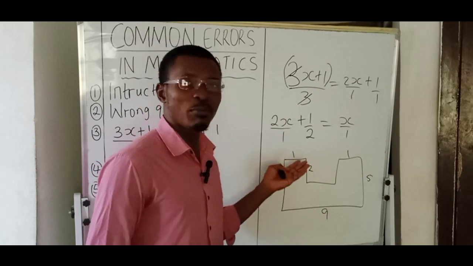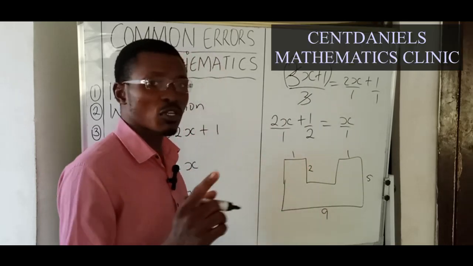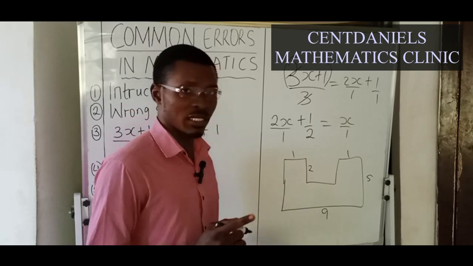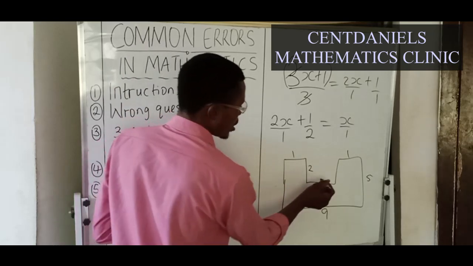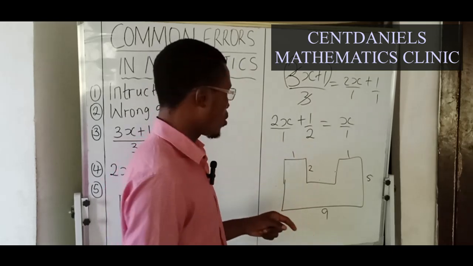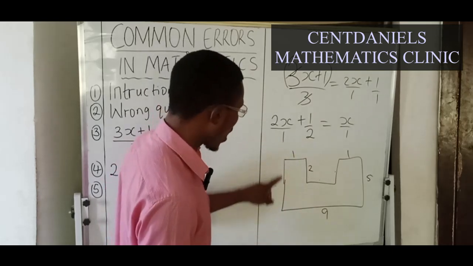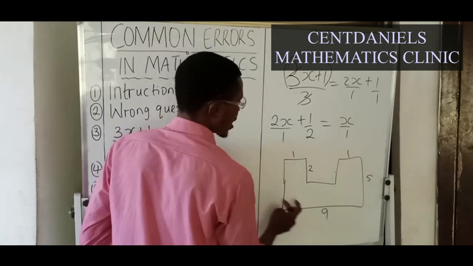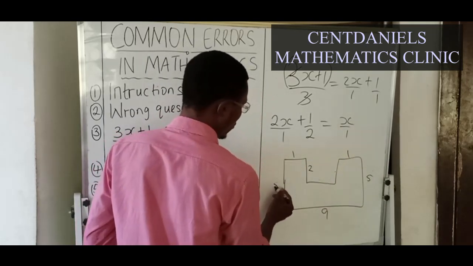In this case, to find the perimeter of this irregular shape, you must first of all find the length of the missing sides. Here is missing, here is missing, here is missing. You find the length before you add up. So here, what is here now? This side is 5, so opposite sides must be equal. So here too will be 5.